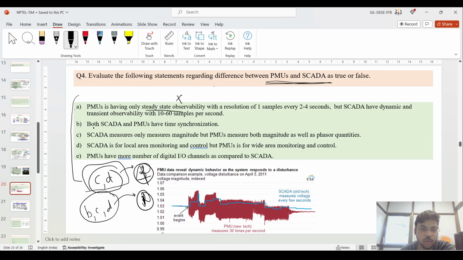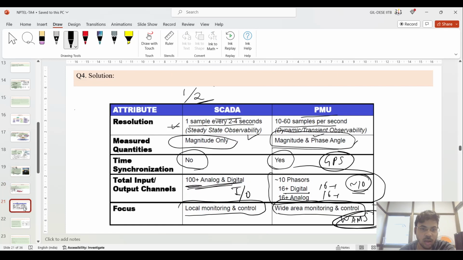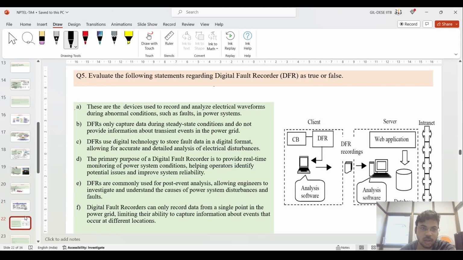Okay, coming to the solution part. PMUs only steady state, that is false. Both SCADA and PMUs have time synchronization, that is false. SCADA measures only magnitude, but PMUs measure both, that is true. SCADA is for local monitoring and control, but PMU is for wide area, that is true. PMUs have more number of digital IO pins, that is false. Okay, CD is the correct answer.